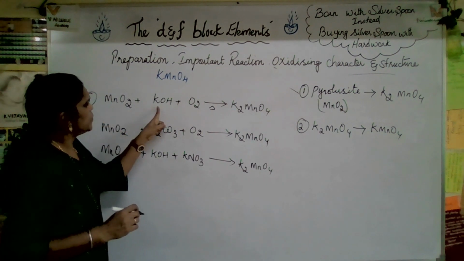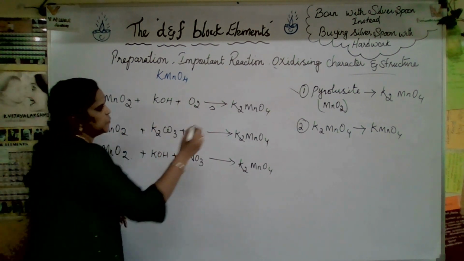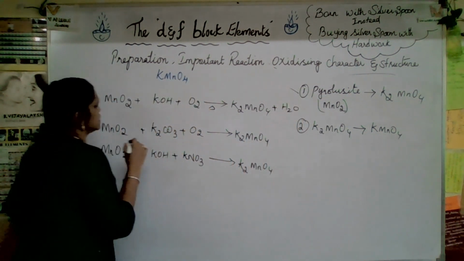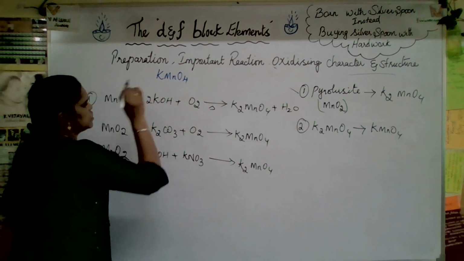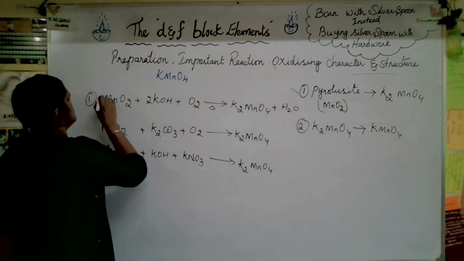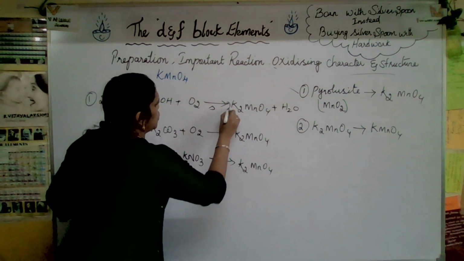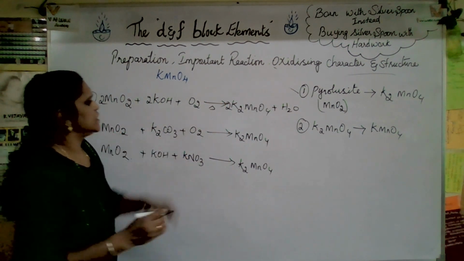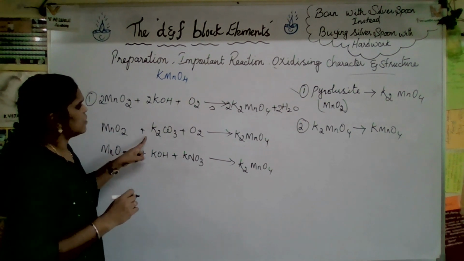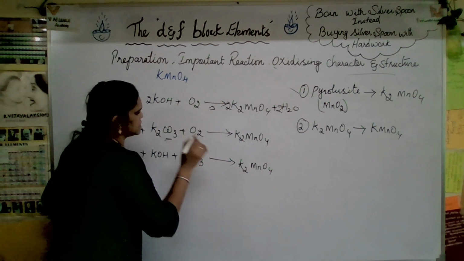Now the first one: MnO2 plus KOH plus oxygen, you will get K2MnO4 plus H2O. Now balancing that equation, K2: if we put 2 here, here also 2, and for Mn, naturally you will get 2 here, so then here also 2. Right? Now the second one, here carbonate, no?